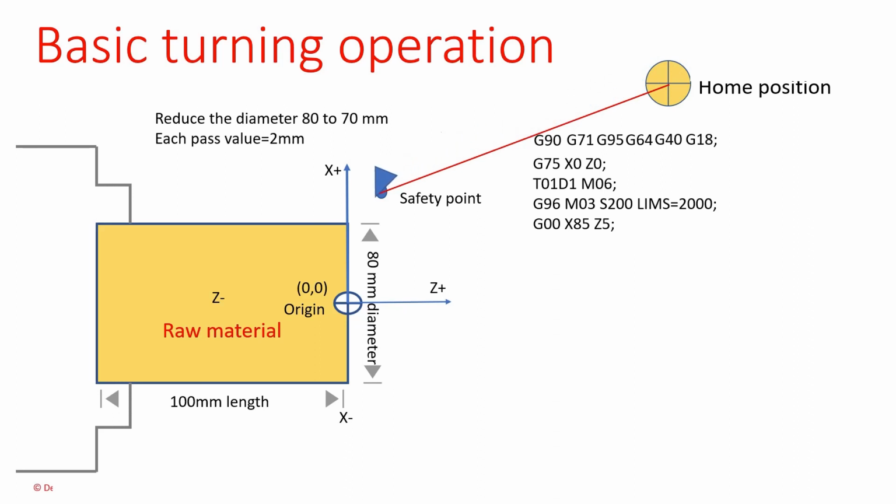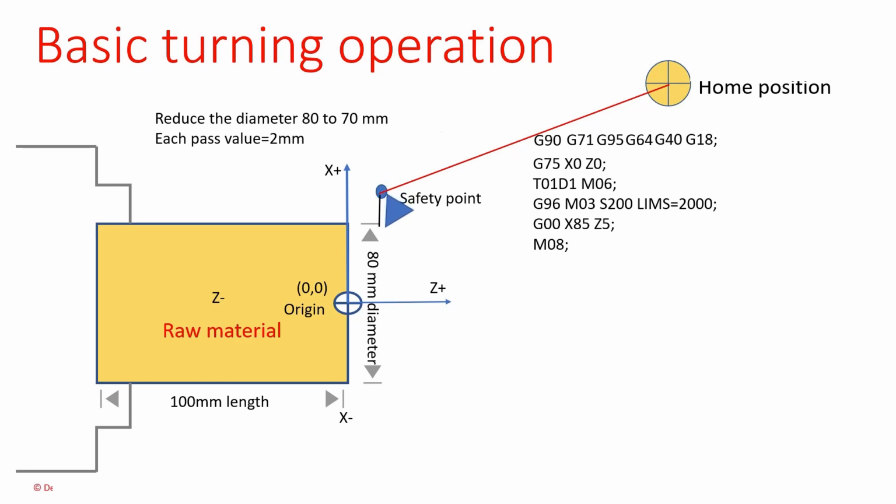G00 code used in the program. At that time the tool will move linearly in rapid feed. This code is used in non-cutting areas. Next, activate the coolant on. That code is M08. The next tool is to move in the X direction and Z is constant.